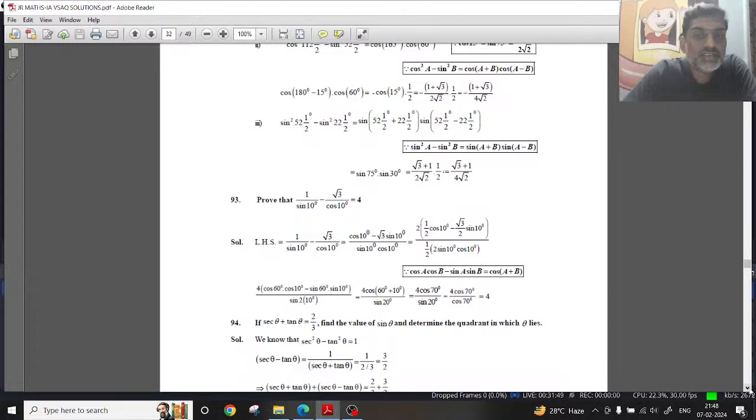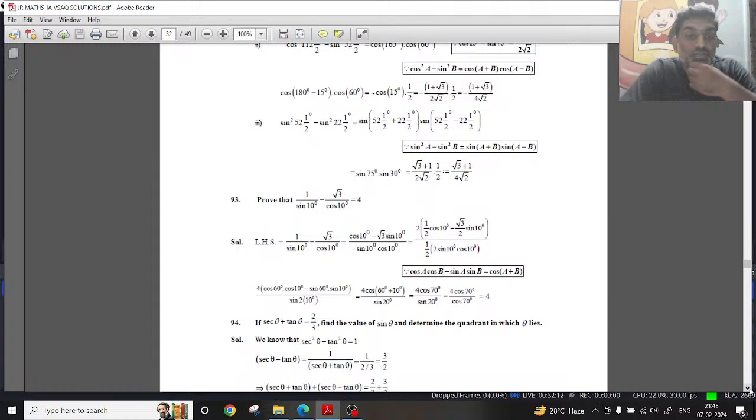Then we get that 2 times this 1 over 2 also will go up, so it becomes 4 times cos of A plus B formula, cos of 60 plus 10, and the denominator is 2 sin A cos A, that is sin 2A. So finally we are getting 4.